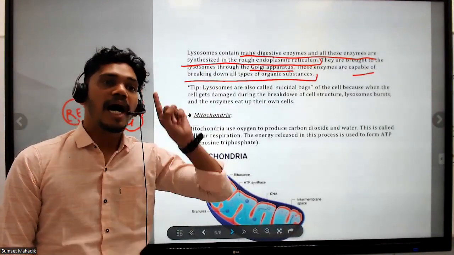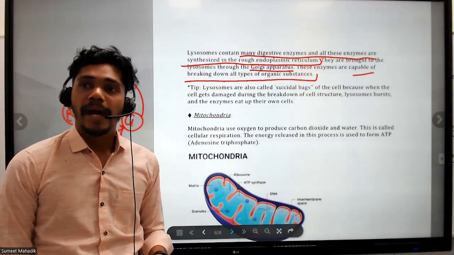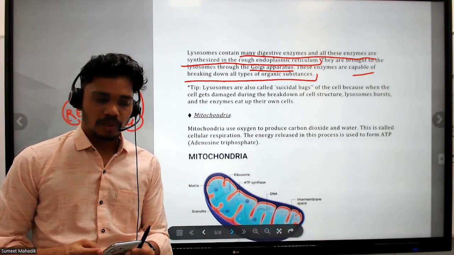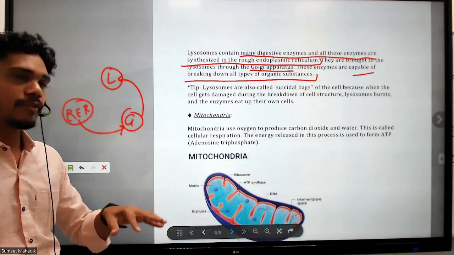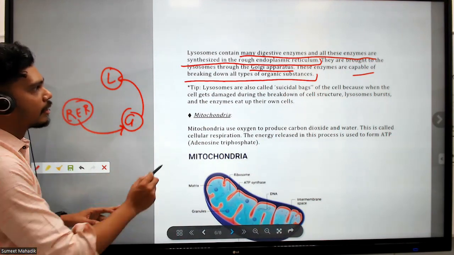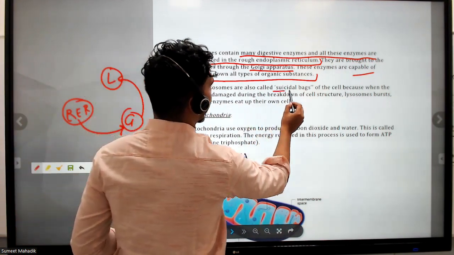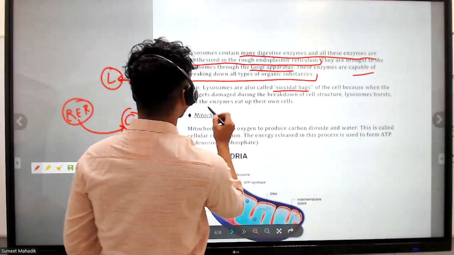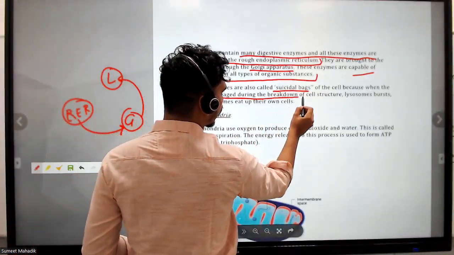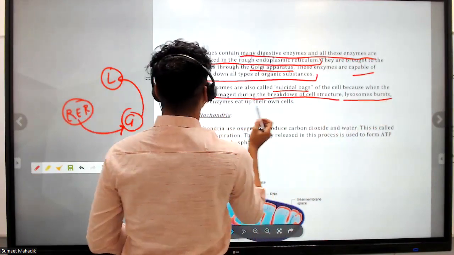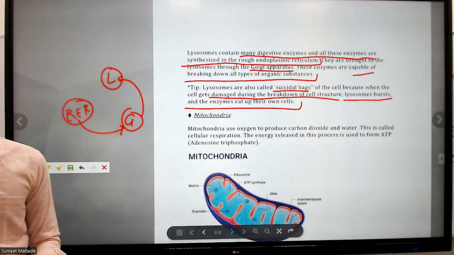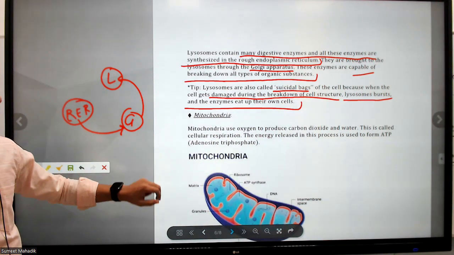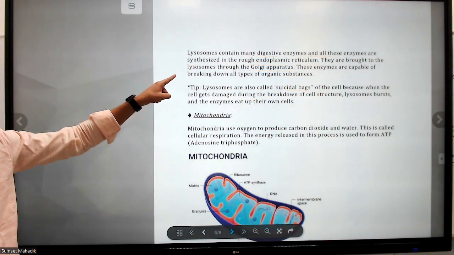A question may be asked over here: why are lysosomes called suicidal bags? That time you have to give this answer. After 2 minutes, we're going to take a break. Don't worry. Now, tip: lysosomes are also called the suicidal bags of the cell because when the cell gets damaged, during the breakdown of the cell structure, the lysosome bursts and the enzymes eat up their own cell. Okay. Is this part clear?